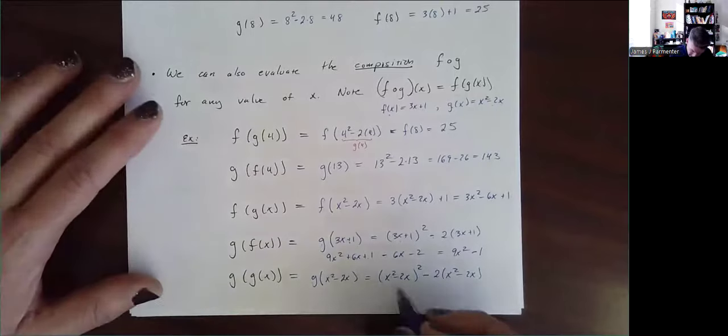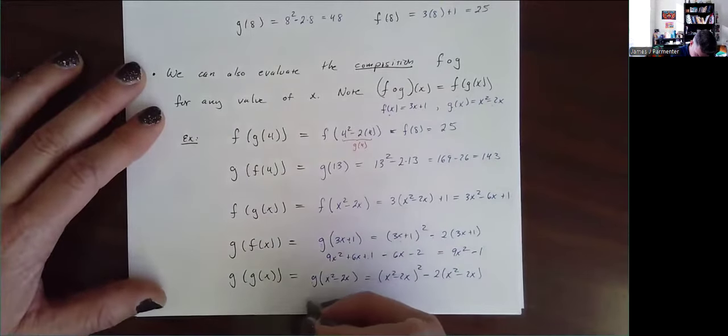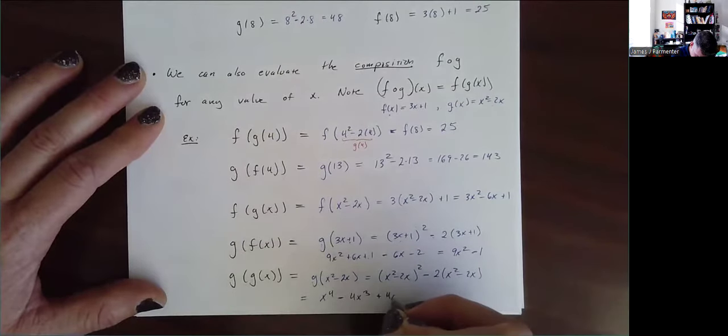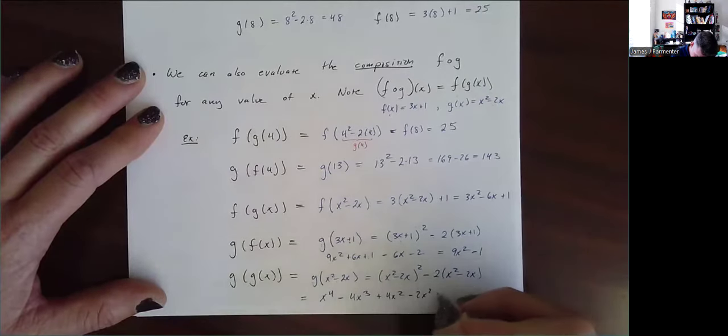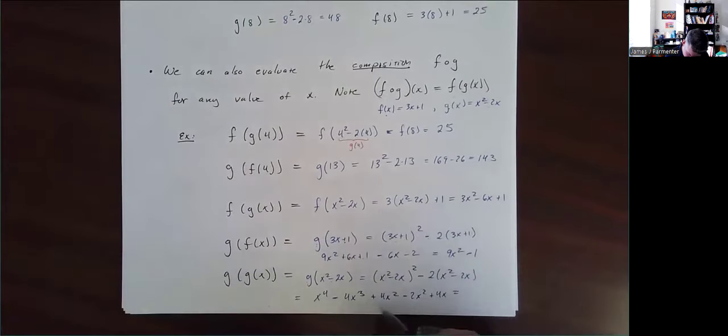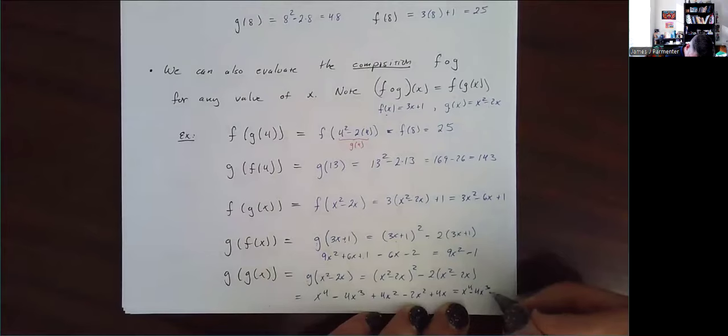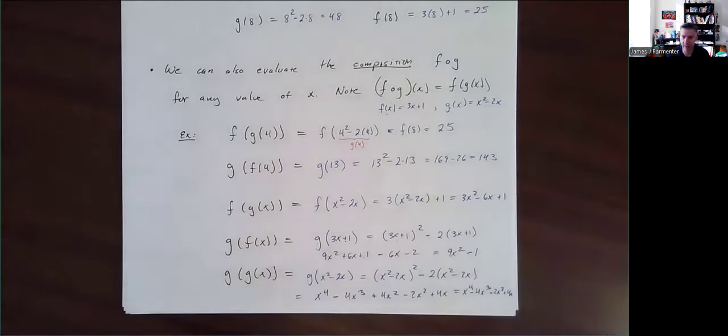this out and simplify, x squared minus 2x quantity squared is going to be x to the fourth minus 4x cubed plus 4x squared, and then distributing the minus 2 here, minus 2x squared plus 4x. If we combine like terms, it's going to be x to the fourth minus 4x cubed, 4x squared minus 2x squared is plus 2x squared. And finally, plus 4x. I feel bad about how small I'm writing that, but that's what we've got.